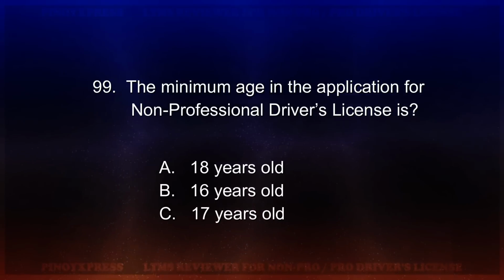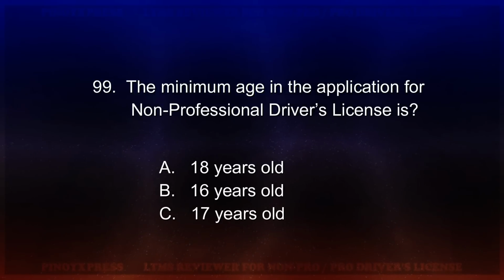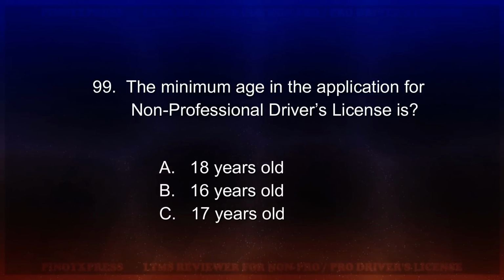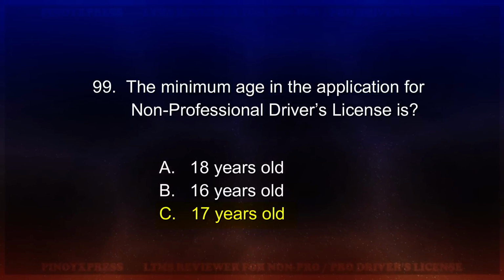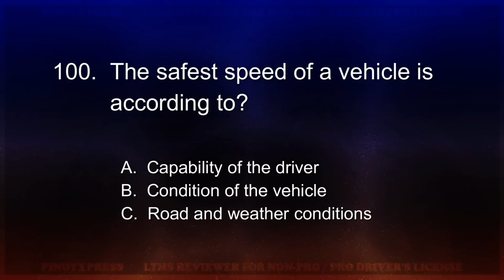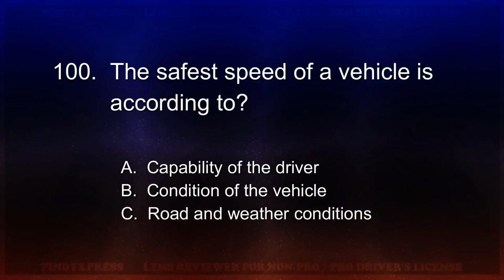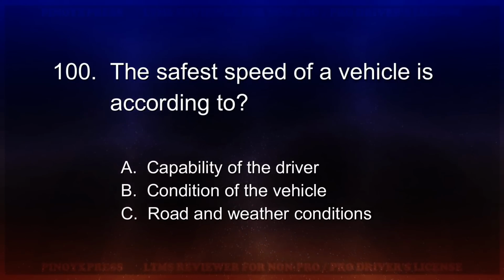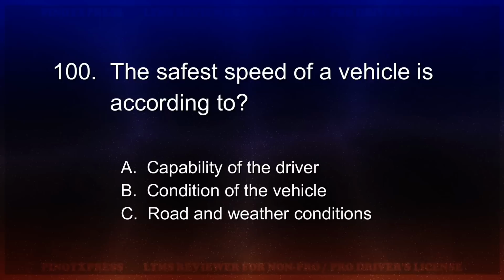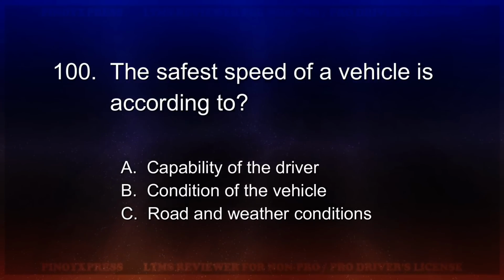The minimum age in the application for non-professional driver's license is A. 18 years old. B. 16 years old. C. 17 years old. The correct answer is letter C. The safest speed of a vehicle is according to A. Capability of the driver. B. Condition of the vehicle. C. Road and weather conditions. The correct answer is letter C.